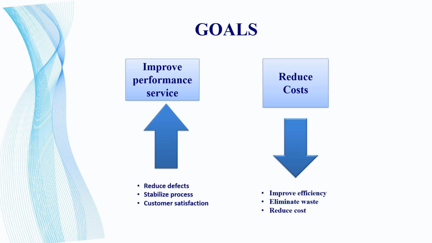Each Six Sigma project carried out within an organization follows a defined sequence of steps and has quantified financial targets, cost reduction or profit increase. The main goals are to improve the performance service. In improving performance service, the reduction of defects stabilizes the process and customer satisfaction occurs. And the reduction of cost: improve the efficiency of product and eliminate waste, so cost is less. These are the goals of the Six Sigma method.